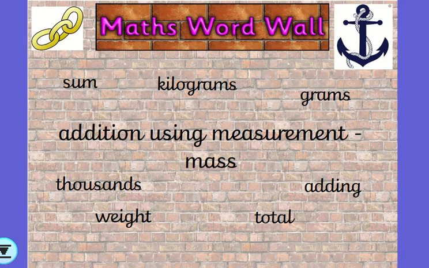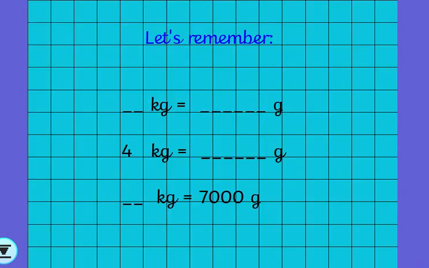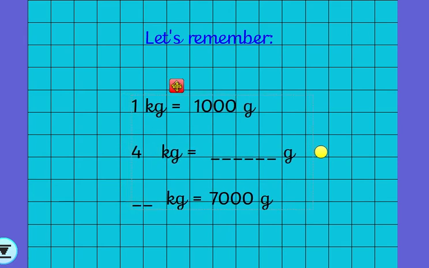So here's our maths word wall again. You can see we've now got kilograms and grams on there because we need to think about these as our measure. We've kept thousands on there for a good reason, because let's have a little look. So we need to remember that one kilogram is exactly the same as 1,000 grams. So just like yesterday when we talked about millilitres and litres, 1 kilogram is the same as 1,000 grams.